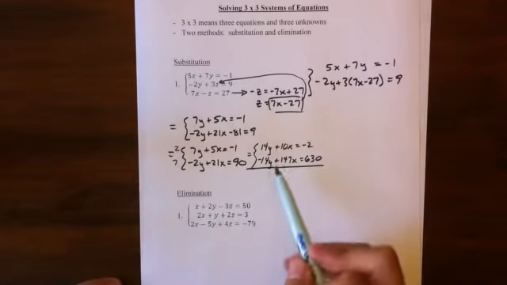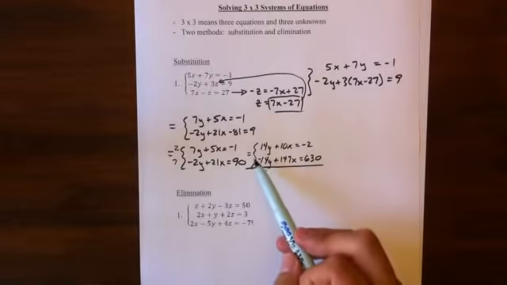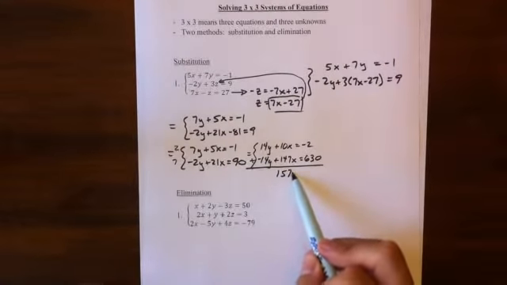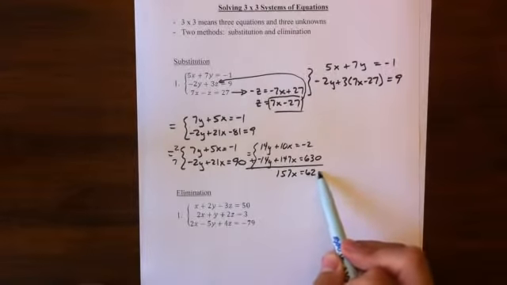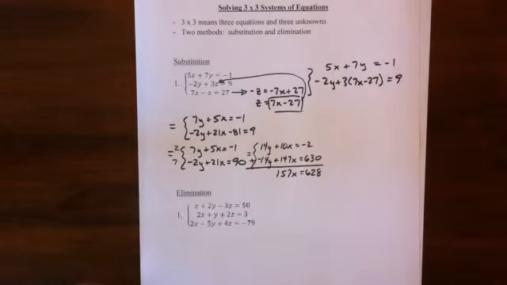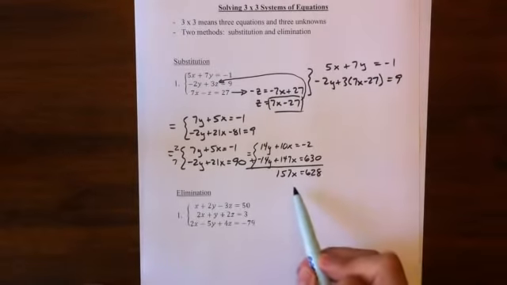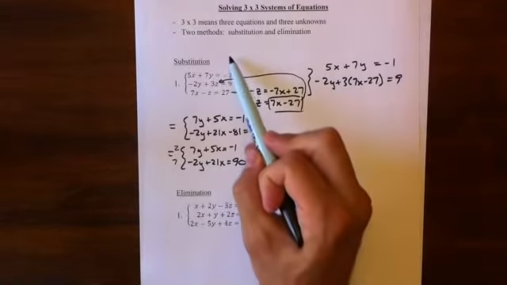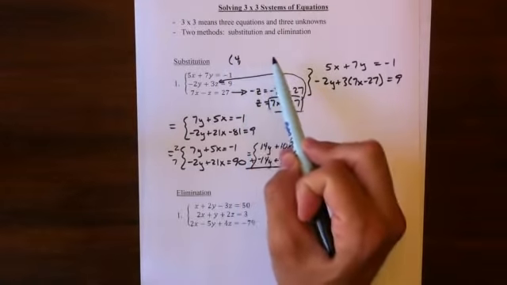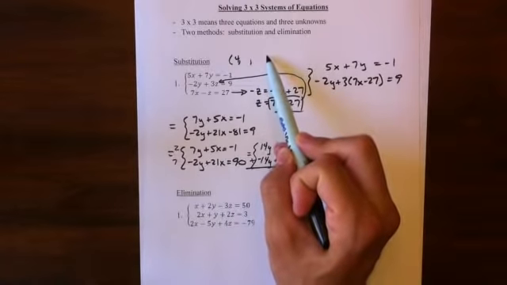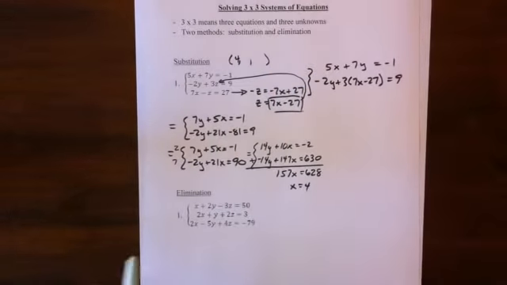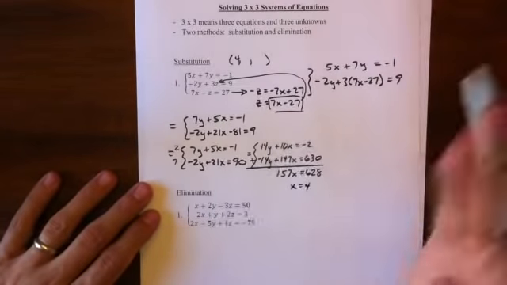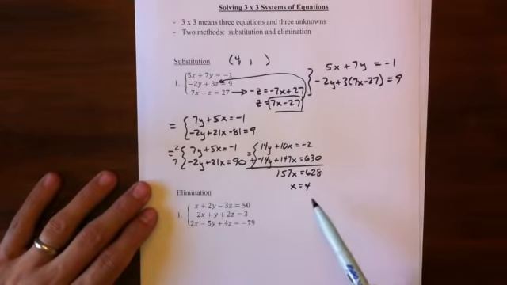So now I can do the elimination method. If I add down, the y's go away, and I get 157x equals 628. And I'm sure you know, just like I do, that if you divide by 157, x equals 4. So we got one of our numbers. It's going to be 4 comma something comma something, because there's 3 variables, obviously. So how do I figure out the other ones? Well, we're just going to start working our way back.